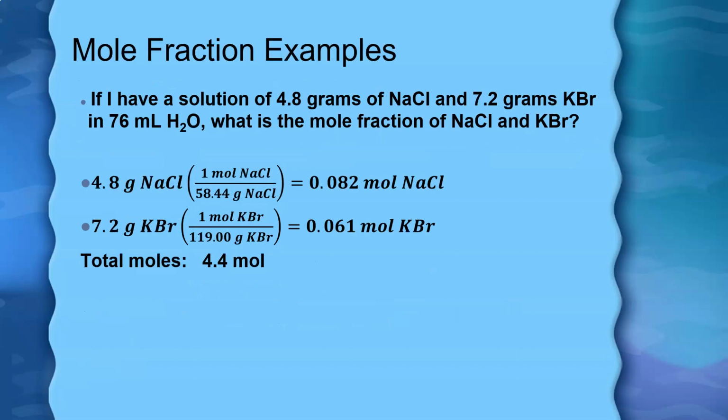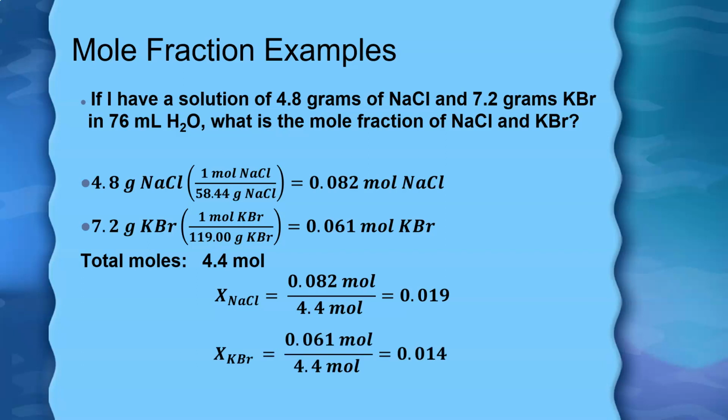So for the mole fraction of NaCl, I'll take the moles of NaCl over the total. 0.082 moles over 4.4 moles. Again, moles cancel moles, so I get a unitless number, 0.019. And for my potassium bromide, I'll take moles over moles, and that will give me 0.014.